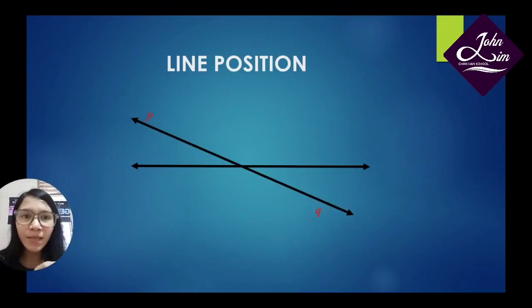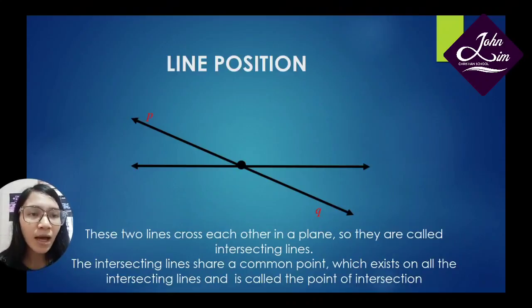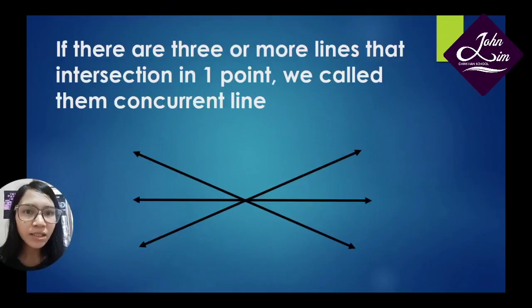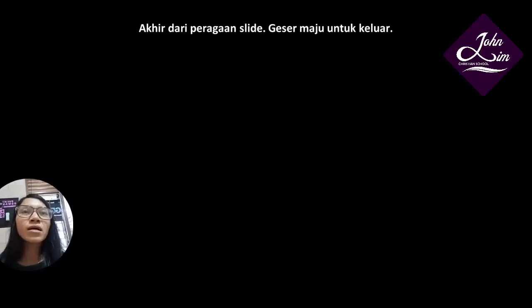So how about this one? Okay, now we have line P and line Q. These 2 lines cross each other in a plane, so they are called intersecting lines. Intersecting lines share a common point, which is called the point of intersection. So the point where the 2 lines cross each other, I label it O. So O is the point of intersection. Okay, now the last. If there are 3 or more lines that intersect at one point, we call them concurrent lines. Yes. Okay, now we have finished learning about the 3 most basic and important elements of geometry, that are points, lines, and planes.